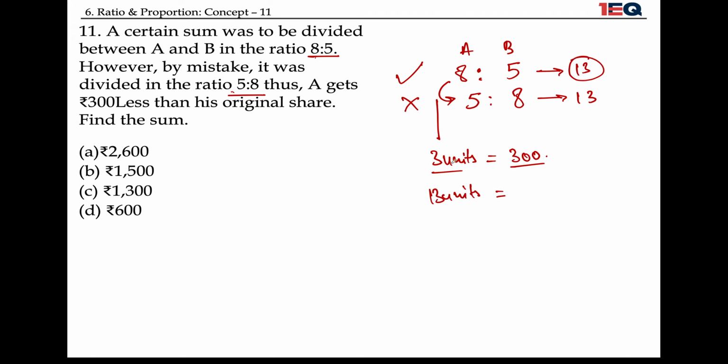As I already know, the value of 3 units is equal to 300. The value of 13 units is equal to 1300 rupees. So my final outcome comes out to be 1300 rupees. And that is my final point. Moving on.